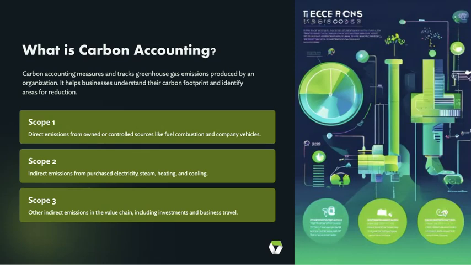Scope 2 are indirect emissions resulting from the generation of purchased electricity, steam, heating, and cooling that your organization consumes. Typically, this involves energy supplied by a utility company. And Scope 3. These are indirect emissions that occur within your organization's value chain. This includes emissions from investments, franchises, procurement, business travel, employee commutes, and waste management. Essentially, these are emissions from activities not directly owned or controlled by your organization.